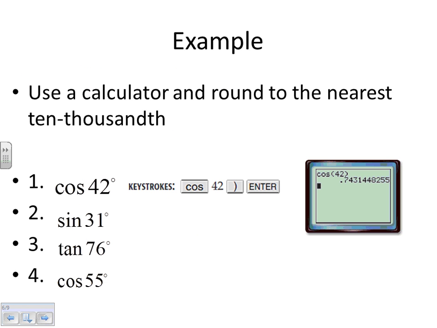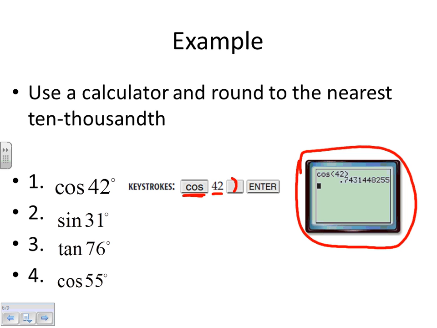Okay, now here's where your calculator is going to come into play. I'd like you to use a calculator and round to the nearest 10,000ths. So we're going to plug all of these into our calculator. The first one I want you to type in is cosine of 42. Now I put in a little bit of screenshots of your calculator. So the keystrokes here, you're going to hit cosine. That cosine is right above the numbers. Cosine, the number 42, in parentheses, and enter. And this is what your calculator screen will look like.